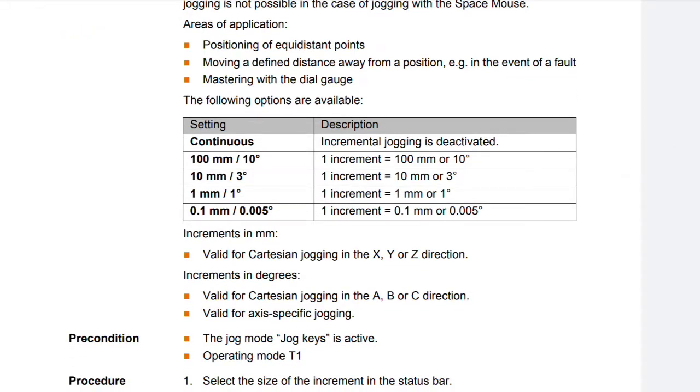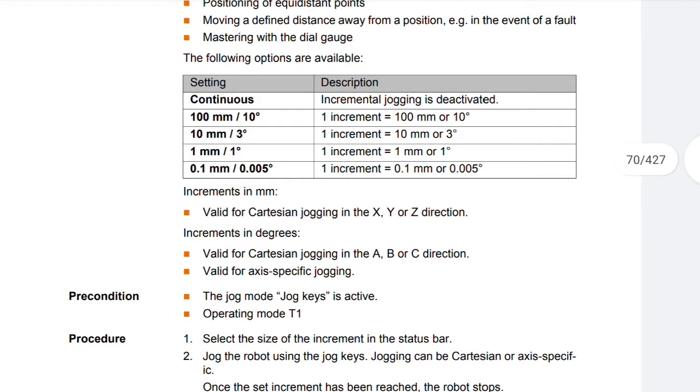Setting: continuous. Description: incremental jogging is deactivated. 100 mm per 10 degrees: one increment is equal to 100 mm or 10 degrees. 10 mm per 3 degrees: one increment is equal to 10 mm or 3 degrees. 1 mm per 1 degree: one increment is equal to 1 mm or 1 degree.